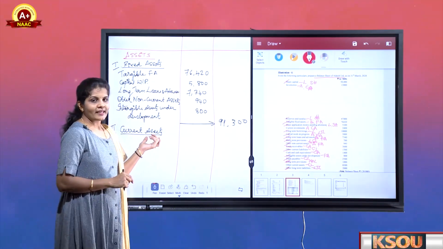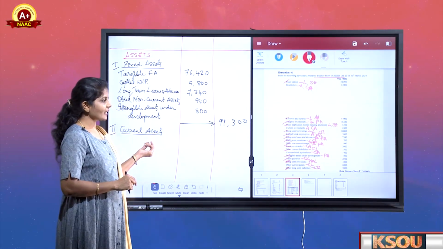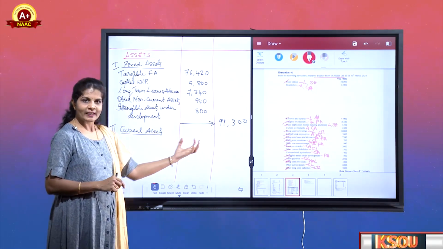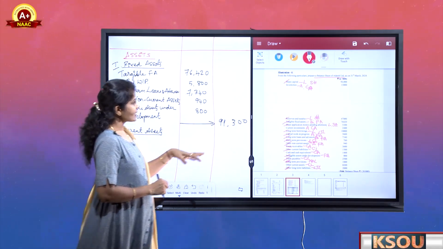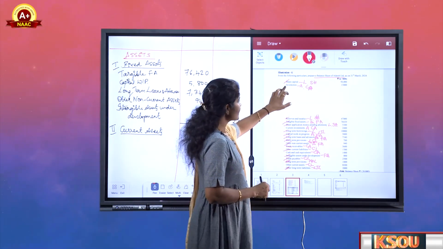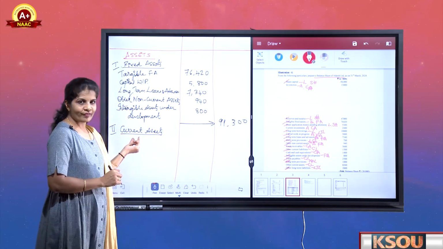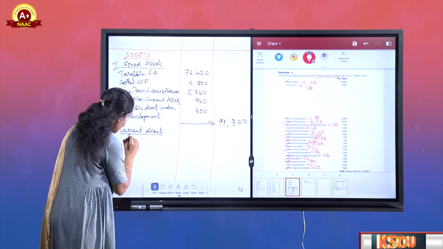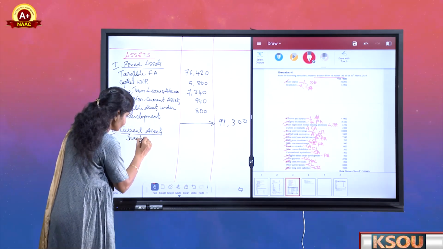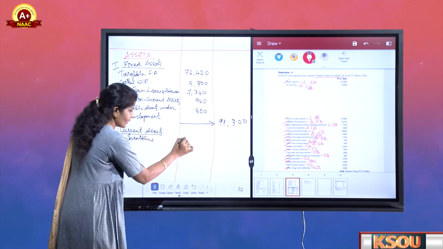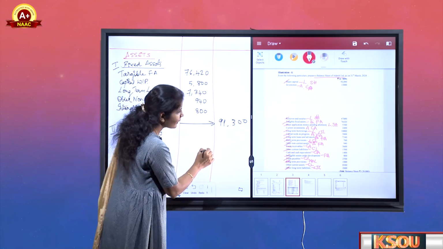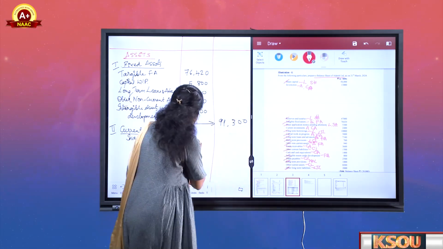Let us take the items of current assets. Whatever left-out items there are will be the items of current assets now. Let us take those items. Inventories, 13,000. Inventories are an item of current assets. It is 13,000.